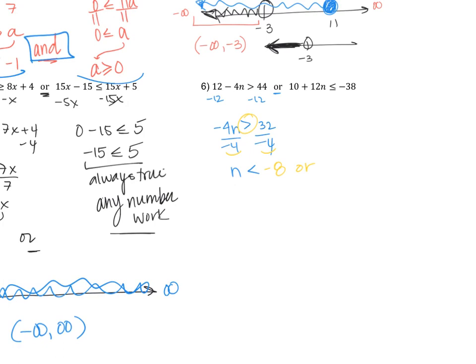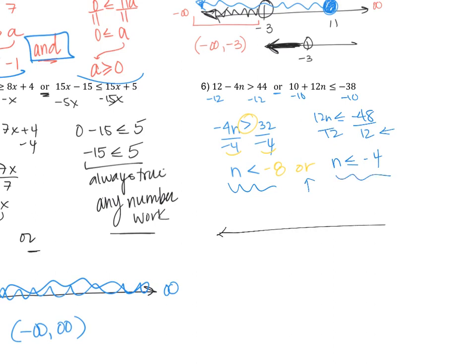Or, well, minus the 10, we get 12n is less than or equal to negative 48. Divide by 12, we get n is less than or equal to negative 4. Now this one I did not have to change any signs because I didn't divide by a negative. So let's see what that would look like. We have n is less than negative 8 or n is less than or equal to negative 4.